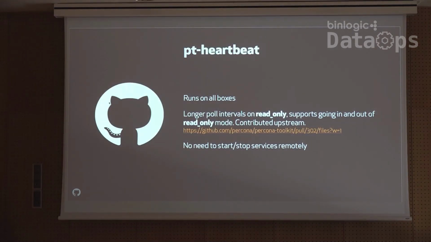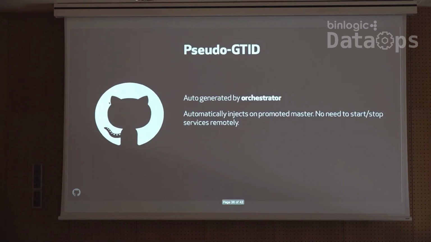Moreover, there's other stuff you want to do when you fail over. We run PT heartbeat. You want to stop PT heartbeat on the old master and start it on the new master, right? We just decided to run it everywhere. Why stop and start? It wastes time during failover to tell that server start PT heartbeat, to tell that server stop PT heartbeat. We just run it everywhere, and where the server is read-only, it just goes to sleep. So when the new master is promoted, PT heartbeat is already there, already running, and magically working.